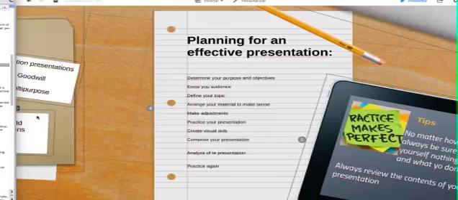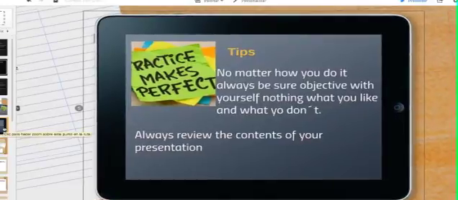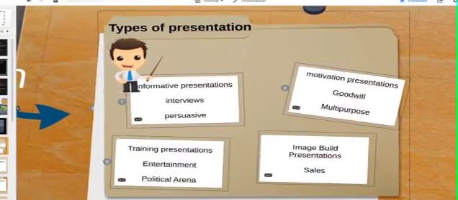Number two, types of presentation. You always do it before the objective, noting what you like and what you do not like. Always review the content of your presentation. And next are the types of presentation.